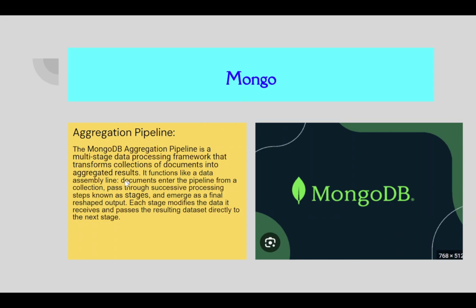It functions like a data assembly line. Documents enter the pipeline from a collection, pass through successive processing steps known as stages, and emerge as a final rephrased output. So it's a kind of filtering data and sending it to the application. Each stage modifies the data it receives and passes the resulting data set directly to the next stage.